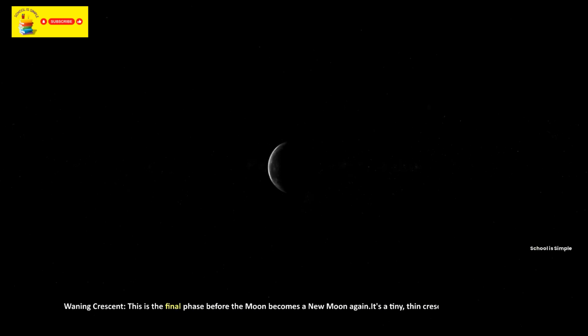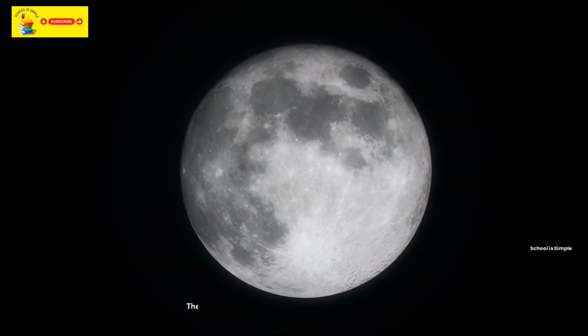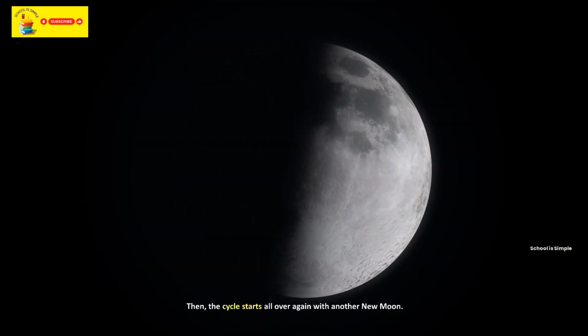Waning crescent. This is the final phase before the Moon becomes a new moon again. It's a tiny, thin crescent, just like the waxing crescent, but on the other side of the Moon. Then, the cycle starts all over again with another new moon.